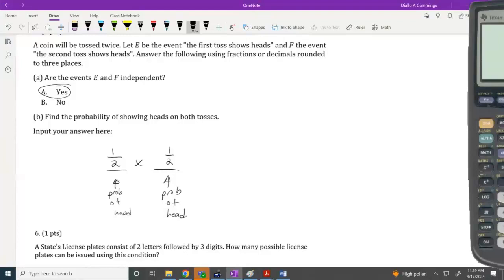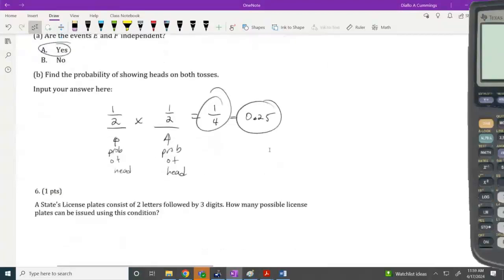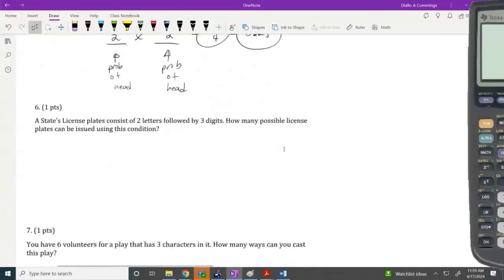So now I'm just going to multiply both. When you multiply fractions, you multiply the numerators and multiply the denominators. So 1 times 1 is 1, 2 times 2 is 4. If you change 1/4 to a decimal, it says you can use a fraction or a decimal, so you can either put in 1/4 or 0.25. So for the independent events, the probability that you flip it twice and both are heads is 25%, which is a fairly good chance that could happen.